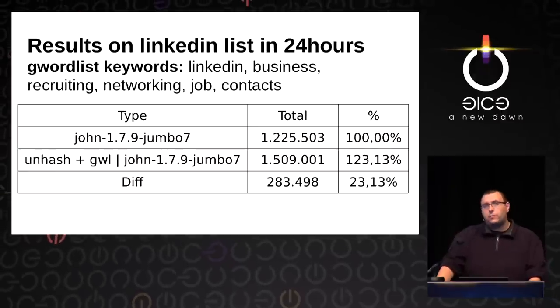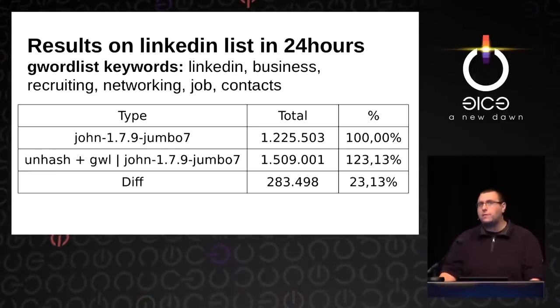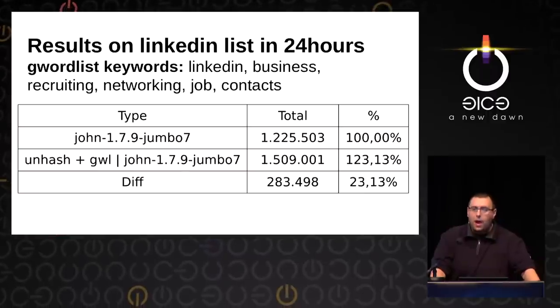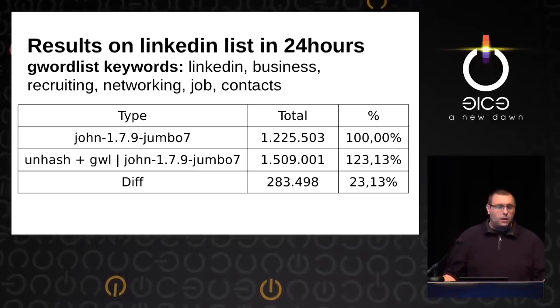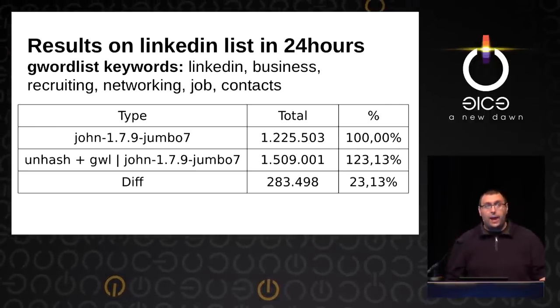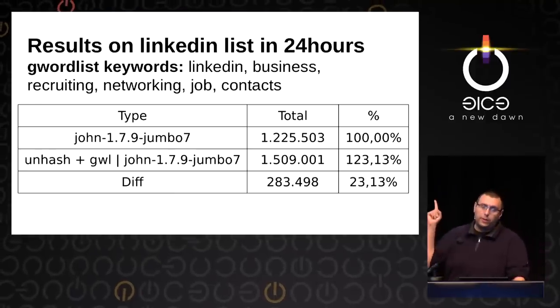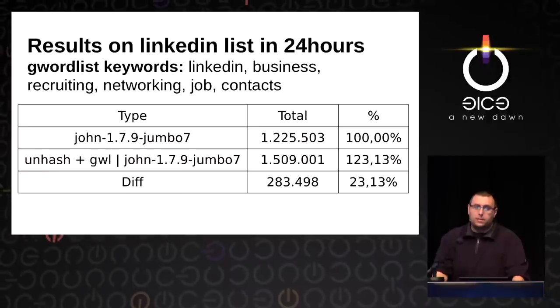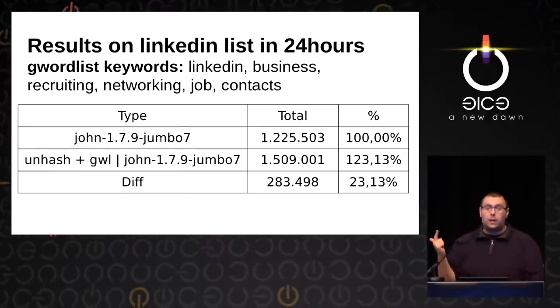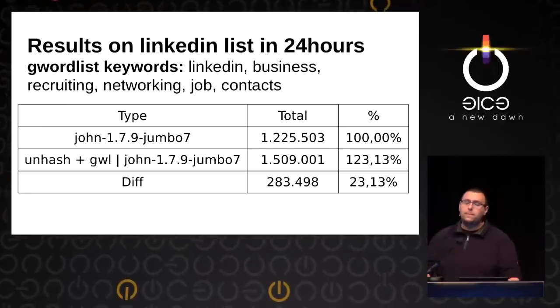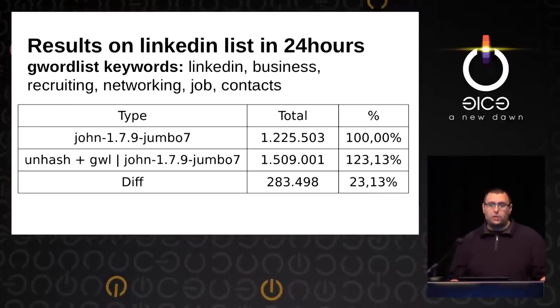If you use a normal brute forcing program, it will usually uncover some amount of passwords in some amount of time. I used 24 hours as a measuring element. And what did I do? I used unhash with Google word list and used Google word list to generate a word list that is scraped from the top 10 pages based on keywords like LinkedIn, business, recruiting, networking, job contacts. And use that list in combination with the data mined list, and you can see that you can get at least 20% better results if you add that approach.